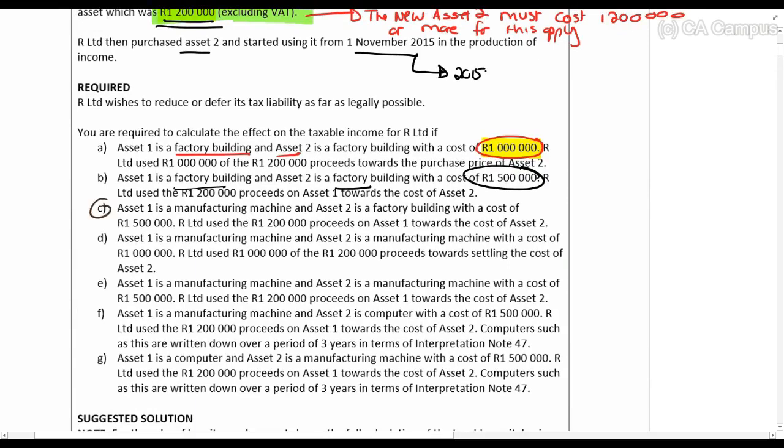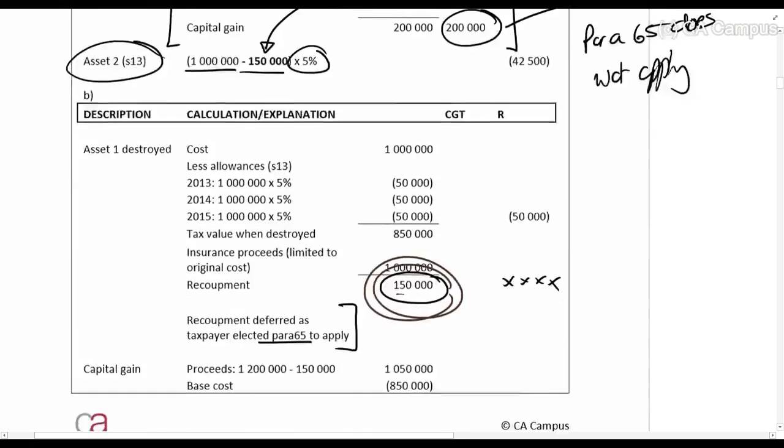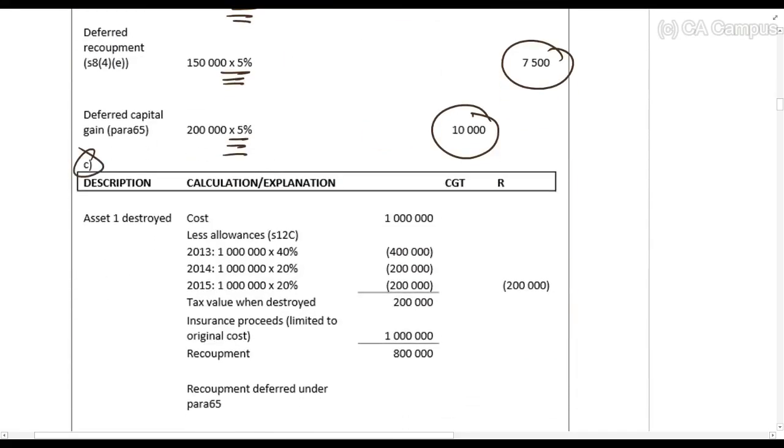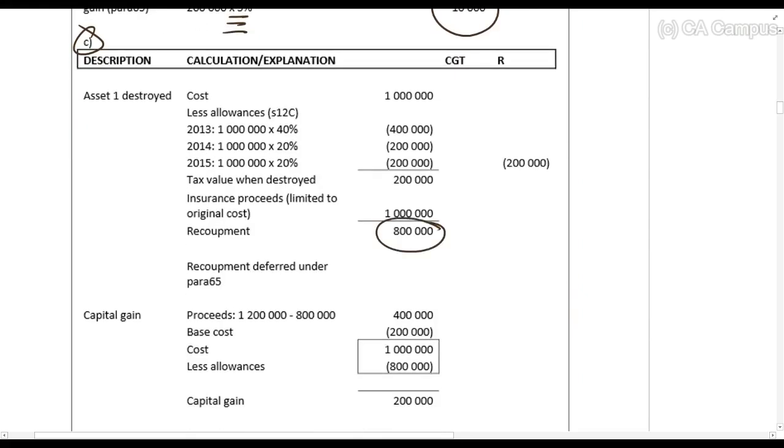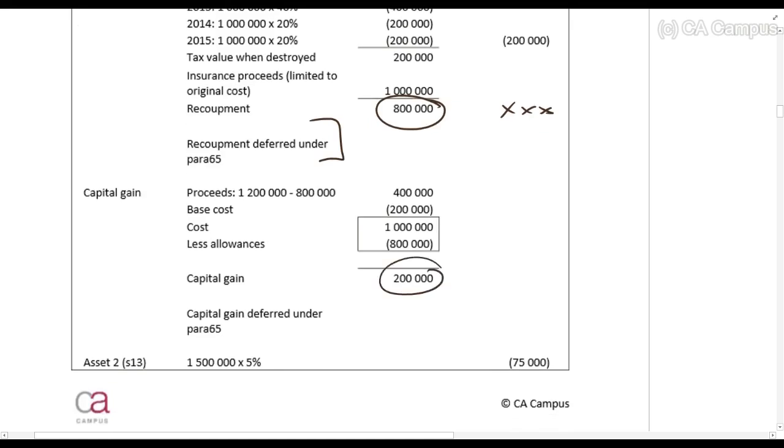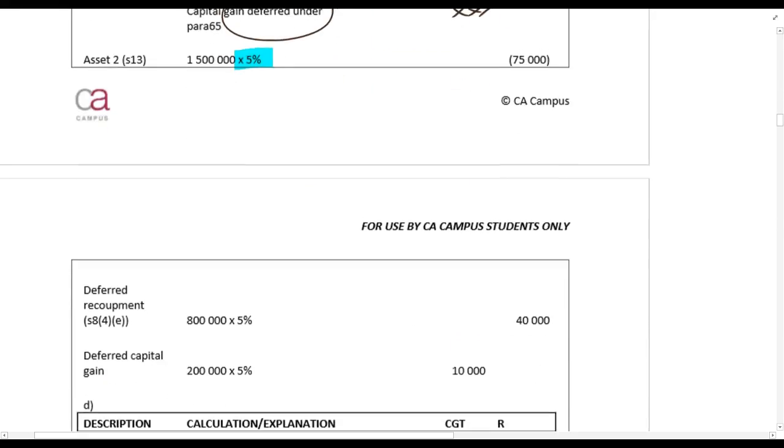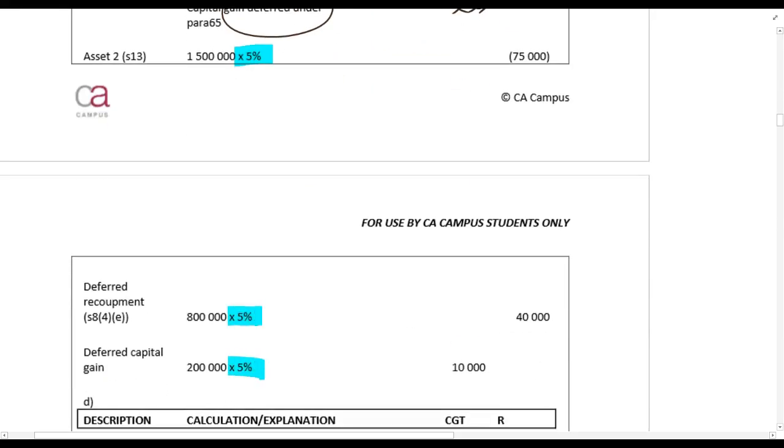Right, let's try asset C quickly. Asset 1 is a manufacturing machine and asset 2 is a factory building. So it's a manufacturing machine replaced with a building. You can do this under paragraph 65. And then they tell you that the 1.2 million rands was used to buy it. Right, so we can apply it. So I want you to see under C, there's the recoupment. We don't include it in our rands column because we're deferring it. There's the capital gain. We don't include it in our CGT column because we're deferring it. Asset 2 is a factory building, so we're writing it off times 5%. So the recoupment and the capital gain, we will also write off or recognize at 5%.